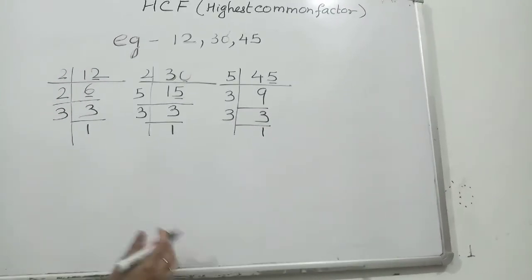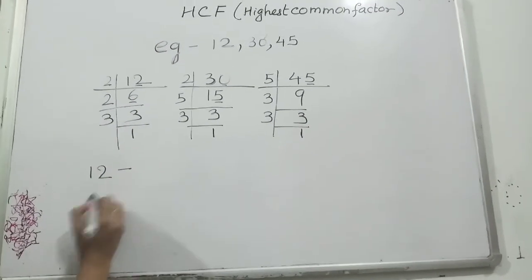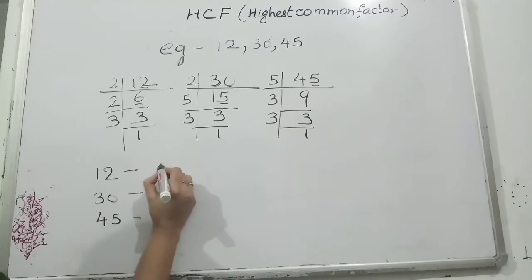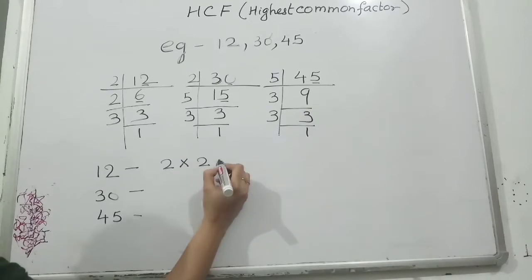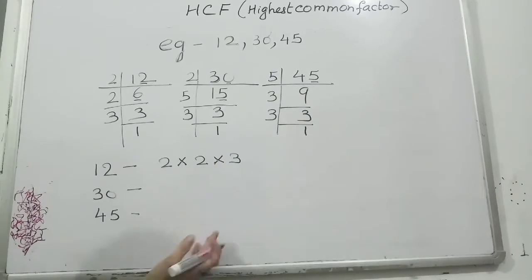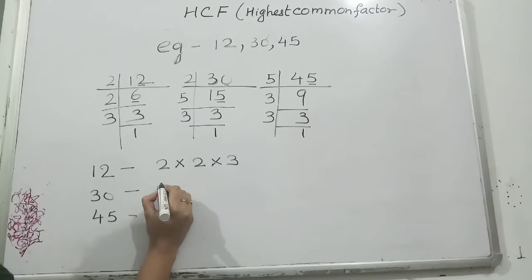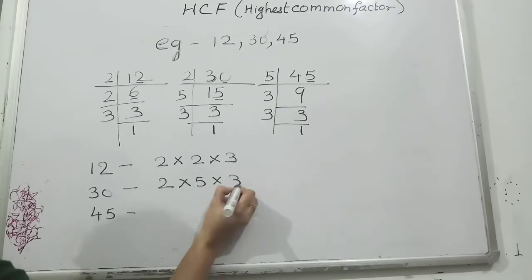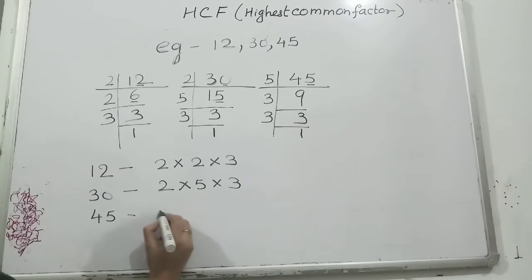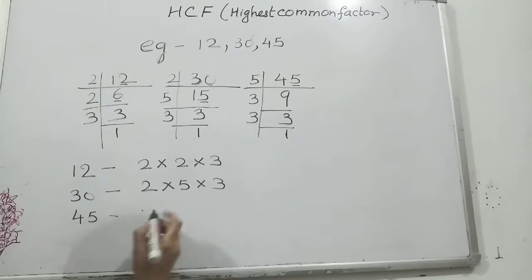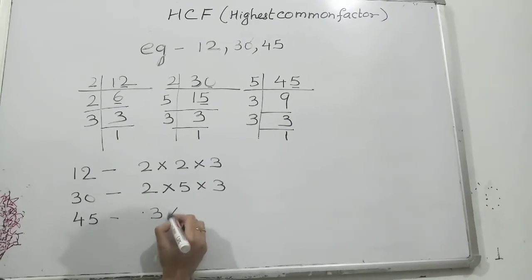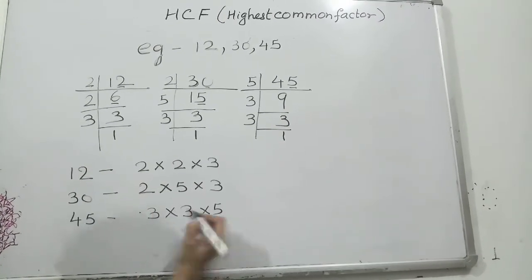In the next step I will write down all the factors of 12, 30 and 45. The factors of 12 are 2 and 3. Factors of 30 are 2, 5 and 3. Factors of 45, I will take 3 and 5. So 3 and 5.